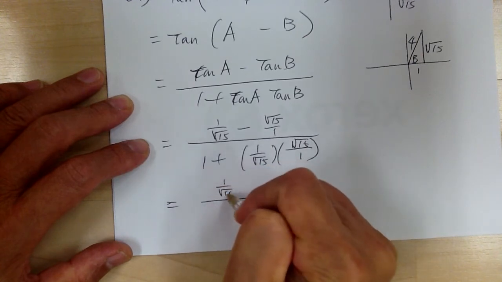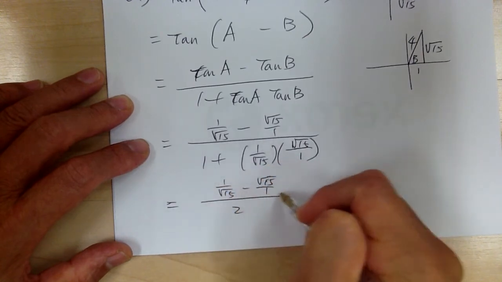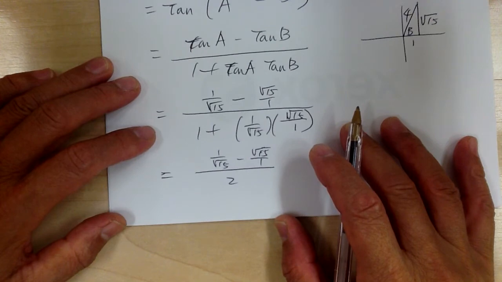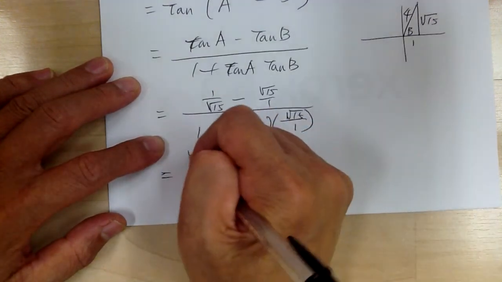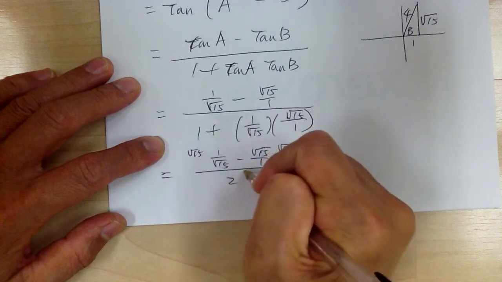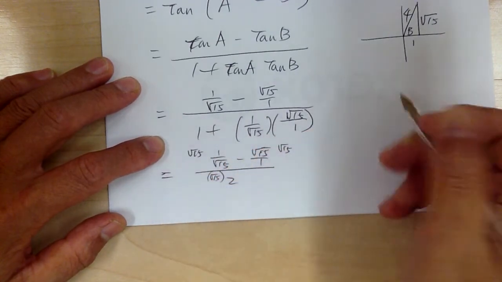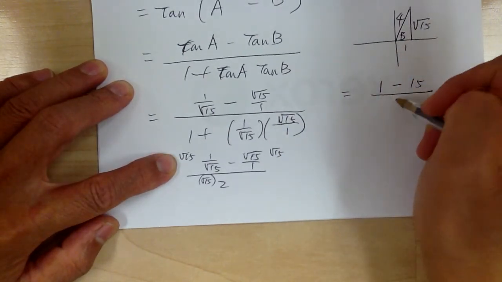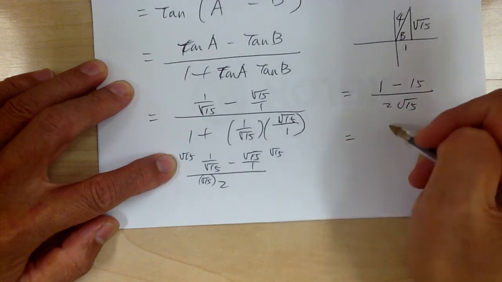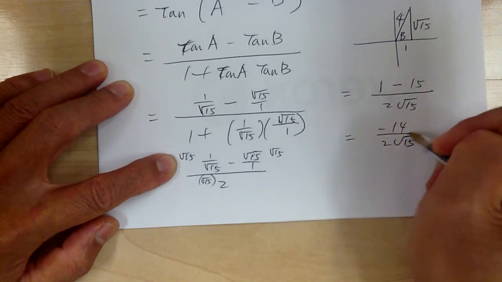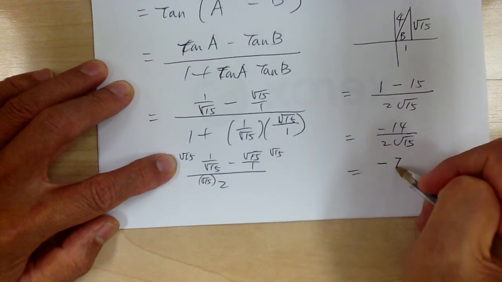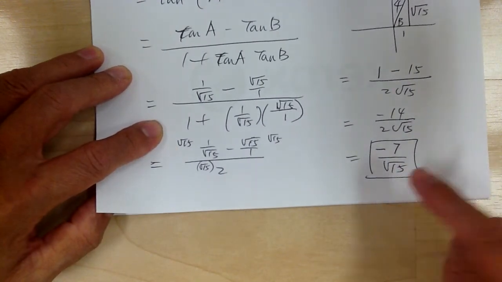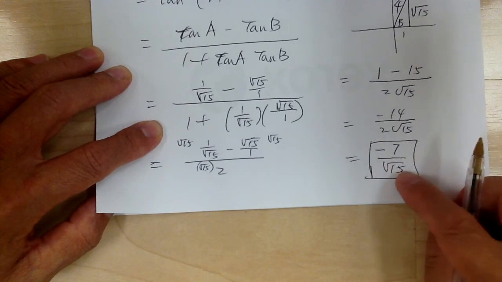So you got 1 over square root of 15 minus square root of 15 over 2. Now when you have a complex fraction, to simplify, you multiply everything by the common denominator. So multiply by square root of 15. This is going to be equal to 1 minus 15 over 2 square root of 15, so you got negative 14 over 2 square root of 15, equal to negative 7 over square root of 15. Again, if you have a square root on the bottom, I will accept that because that's what they have in the book, but normally you try not to have a square root on the bottom.